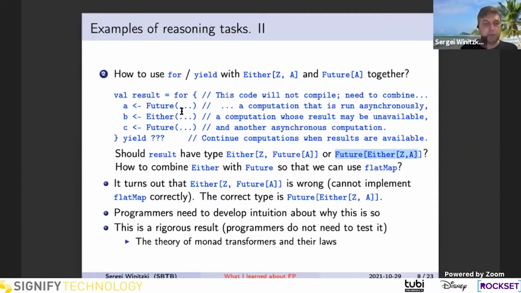And I want to implement flat map for this type so that I can write a for-yield block. It turns out that this is wrong and this is correct. This is rigorous. Programmers need to develop intuition about why this is so. They don't have to test this or prove it themselves, but there is a theory behind it which actually proves that this is true. And this is a theory of monad transformers and their laws.